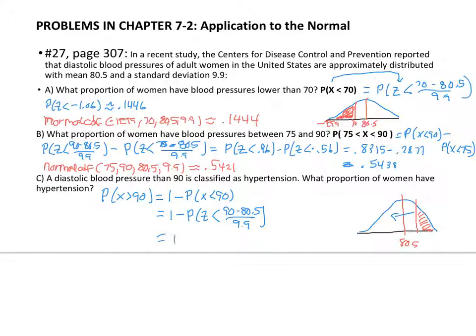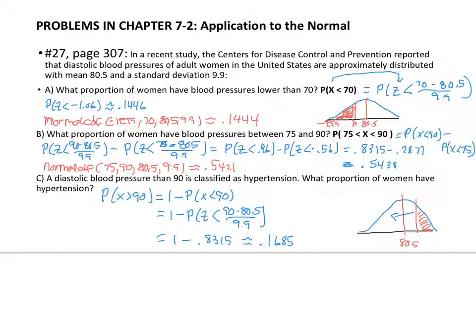And now this is equal to 1 minus the probability. When we get to that point, I think we've already done it: 0.8315, and this gives us an approximation of 0.1685.